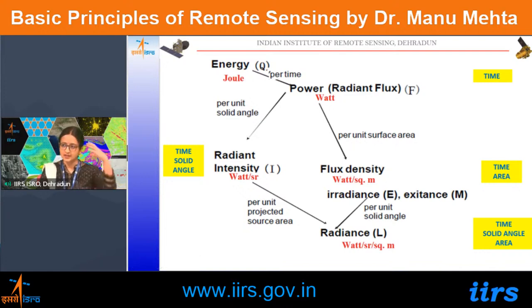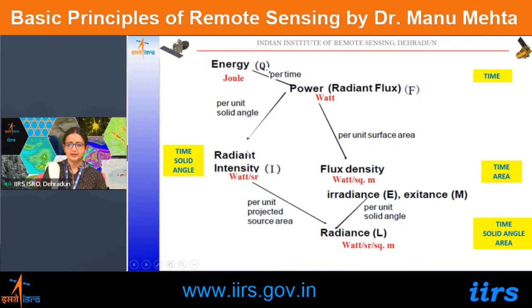If the energy is incident on the area, we call it irradiance. If it is going out from the area, we call it exitance. The units will be the same for both. That is the units of flux divided by the units of area, that is your watts per meter square. So now we have added the information of time here and area here.